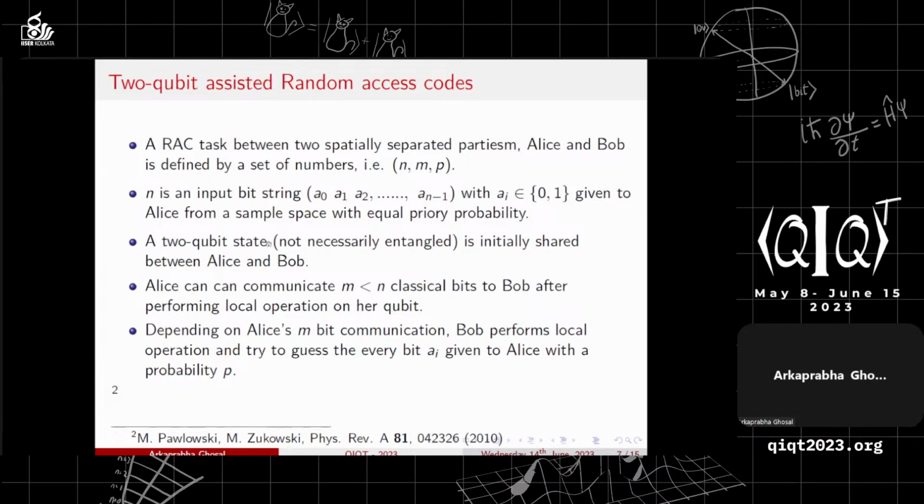Okay, so their local dimension is basically 2. Now the restriction on Alice is that Alice can communicate only m bits, where m is strictly less than n, after performing some operation on her quantum particle. And depending on Alice's outcome, Bob will again perform some local operation and try to guess every bit of Alice's string with at least probability p. Okay, so this is the basic idea of a random access code.